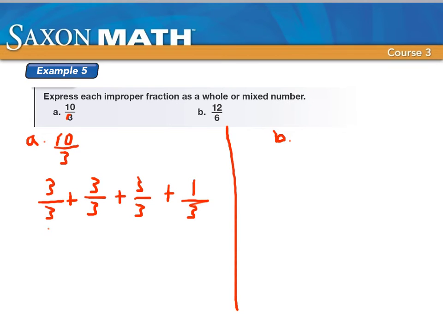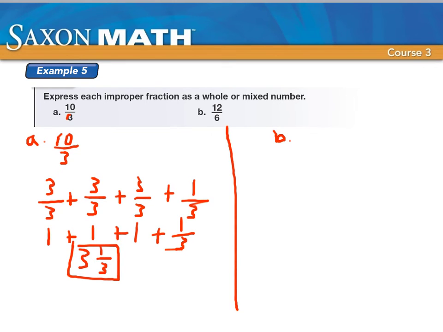Again, each 3/3 is the same as 1, so that's 1 plus 1 plus 1 plus 1/3. Oops, let me erase that line. Try that again. 1 plus 1 plus 1 is 3, and then I've got 1/3 left over. So here it is as a mixed number: 10/3 is the same as 3 and 1/3.